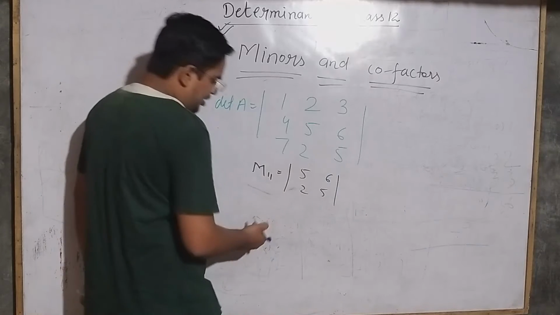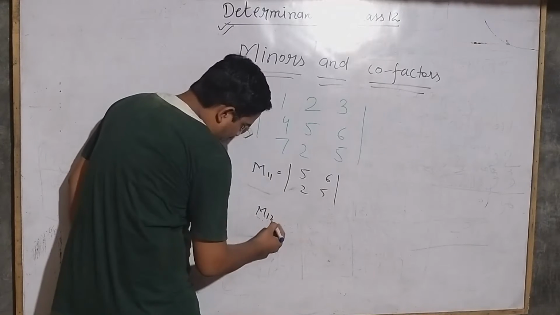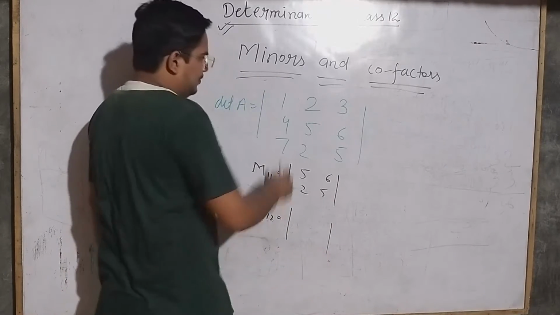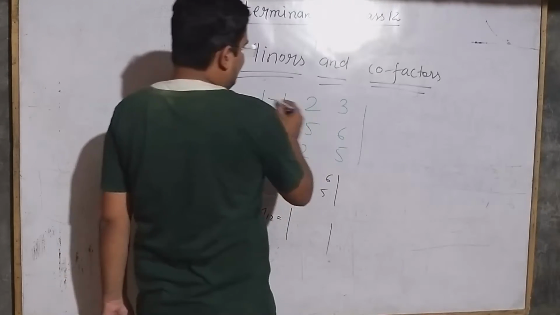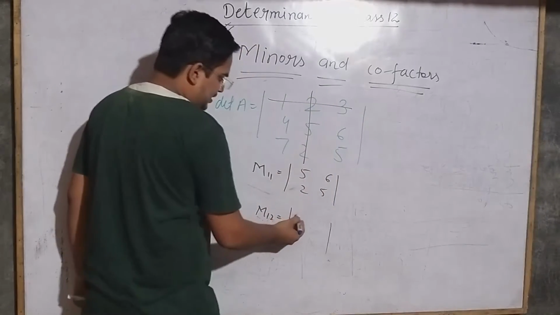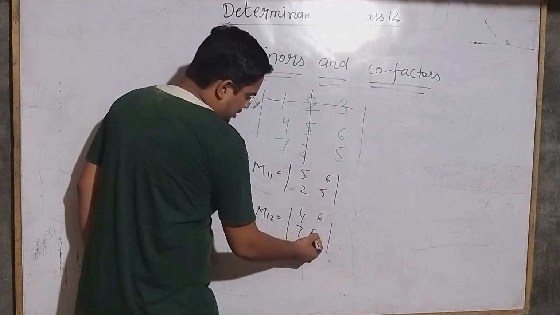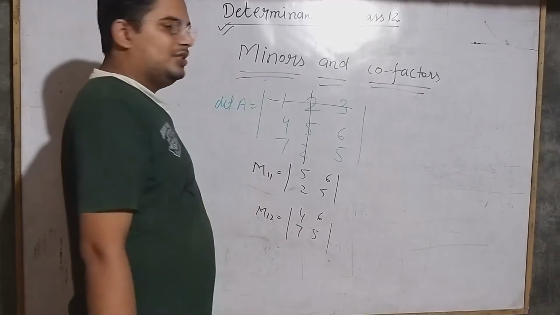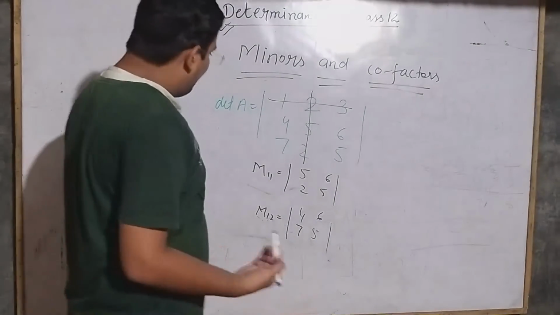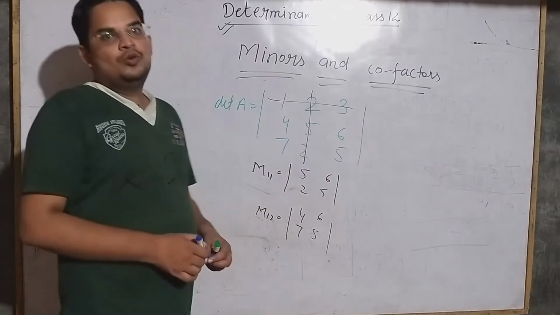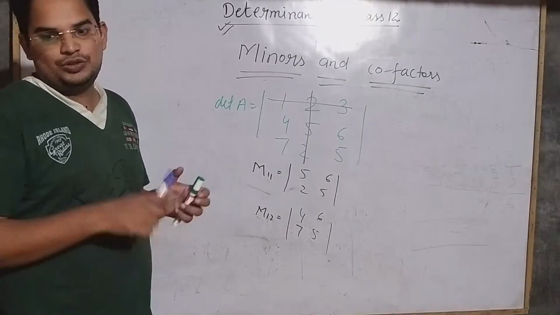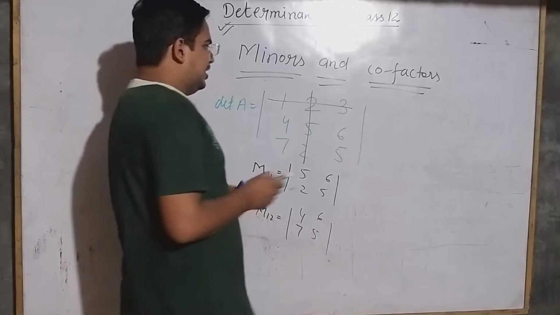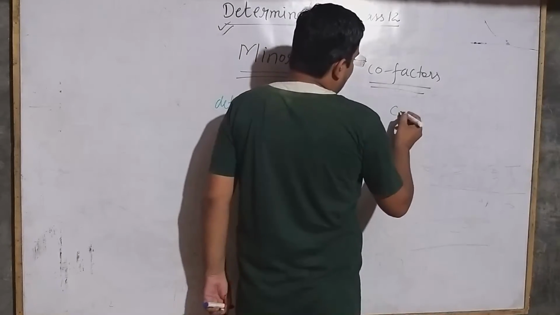If I say M12, what will be the M12? First row, second column. This is the first row, second column. Cancel the first row, cancel the second column. What you are having? You are having 4 6, 7 5. This is the minor. Now if I talk about the cofactors, what are the cofactors? So for the cofactors you have to apply the formula. What is the formula? Look at this. The formula is here.